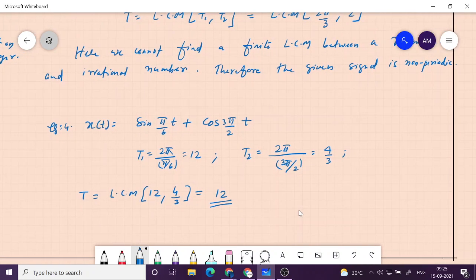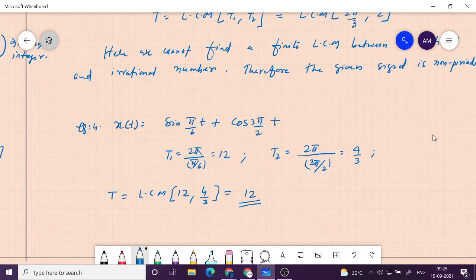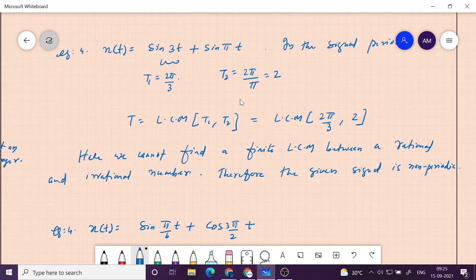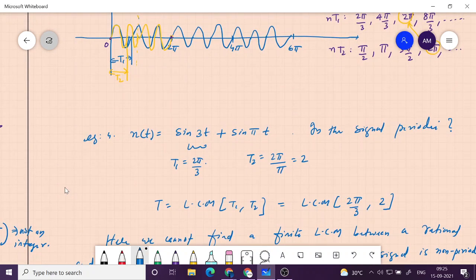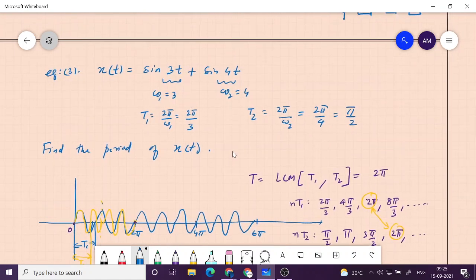So we have seen various cases, some of the cases where the sum results in a periodic signal, and one case where one omega is a multiple of pi and another omega is not a multiple of pi, and then we will not have a periodic signal, because we can't find the LCM of a rational and an irrational number. But if both omegas are rational, there is no issue. If both of them are irrational, then also there is no issue. But you can't have one rational and one irrational omega or time period. So those are the different cases.